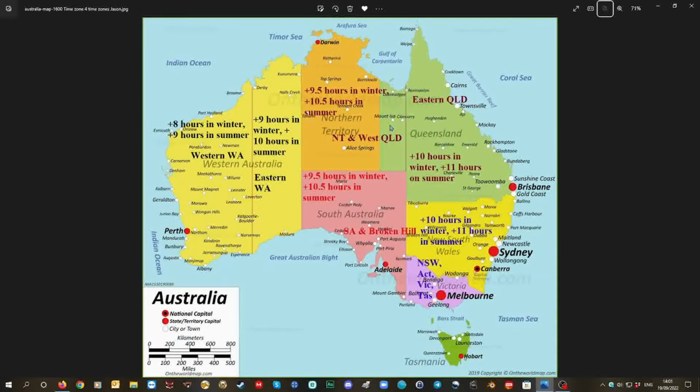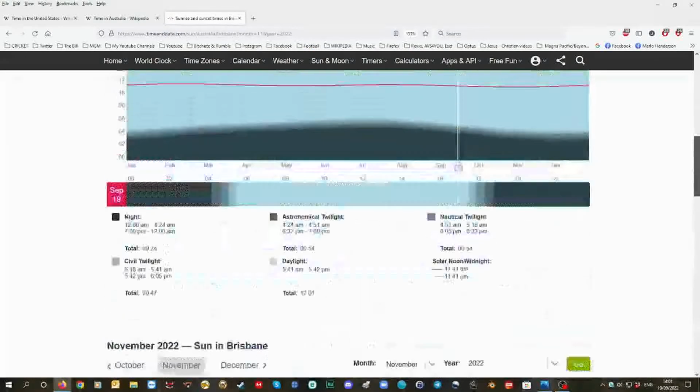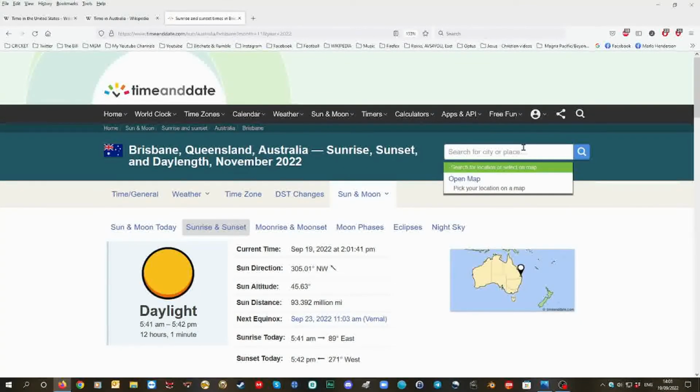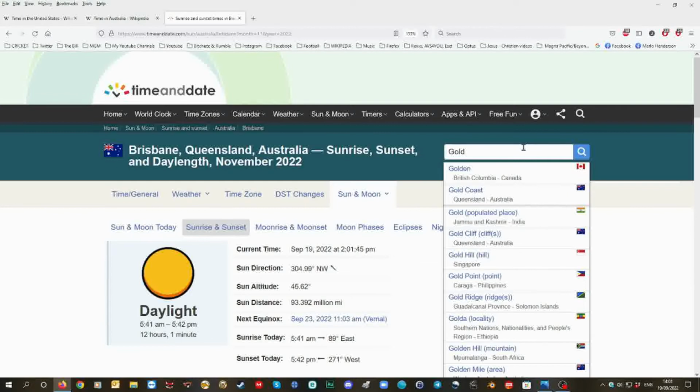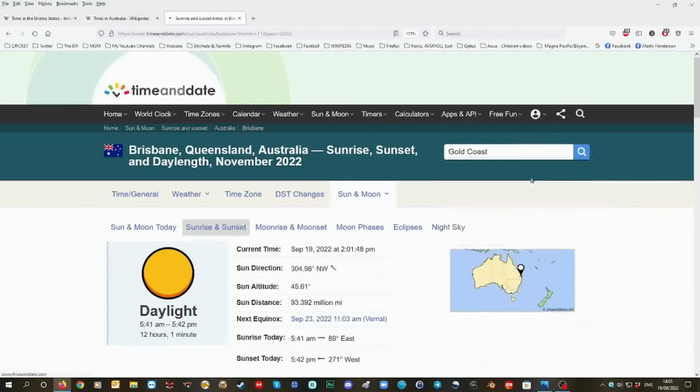Then you have Mount Isa in line with Darwin and Adelaide, right? It makes it better because Mount Isa is too far west to be on Australian Eastern Standard Time and Australian Eastern Daylight Saving for summer, right? See, so it makes better sense. Broken Hill always will be in line with South Australian time, right? It just makes sense. We'll go to Gold Coast and then Mount Isa. Gold Coast, Queensland.